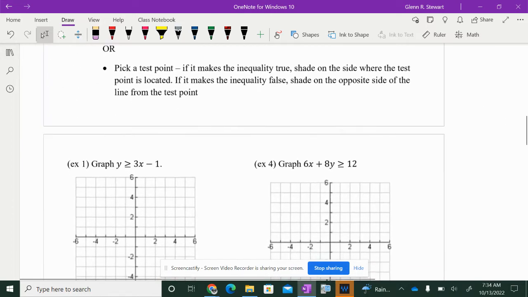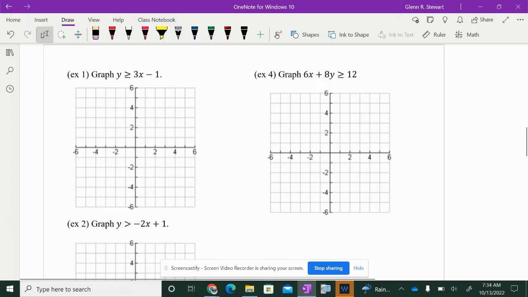Let me show you how to graph example number 1. First thing we want to do is remember that this is our y-intercept, and this is our slope. So start at -1, and go up 3 and right 1, up 3 and right 1, or down 3 and left 1. And because it has this equals to symbol, it's going to be a solid line.